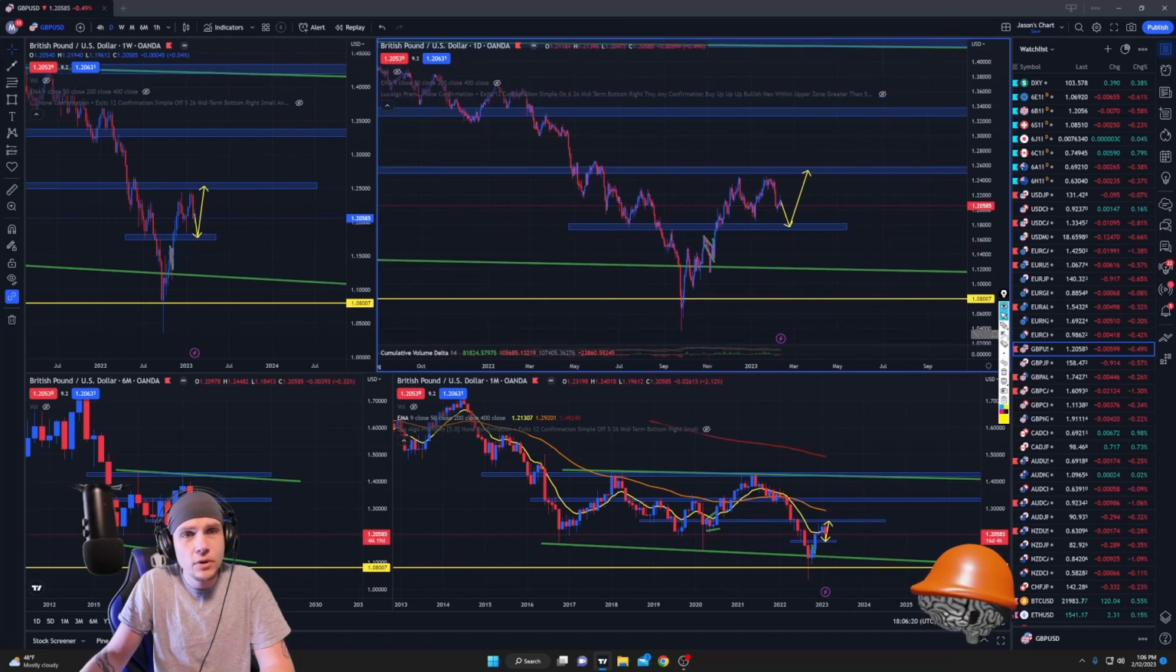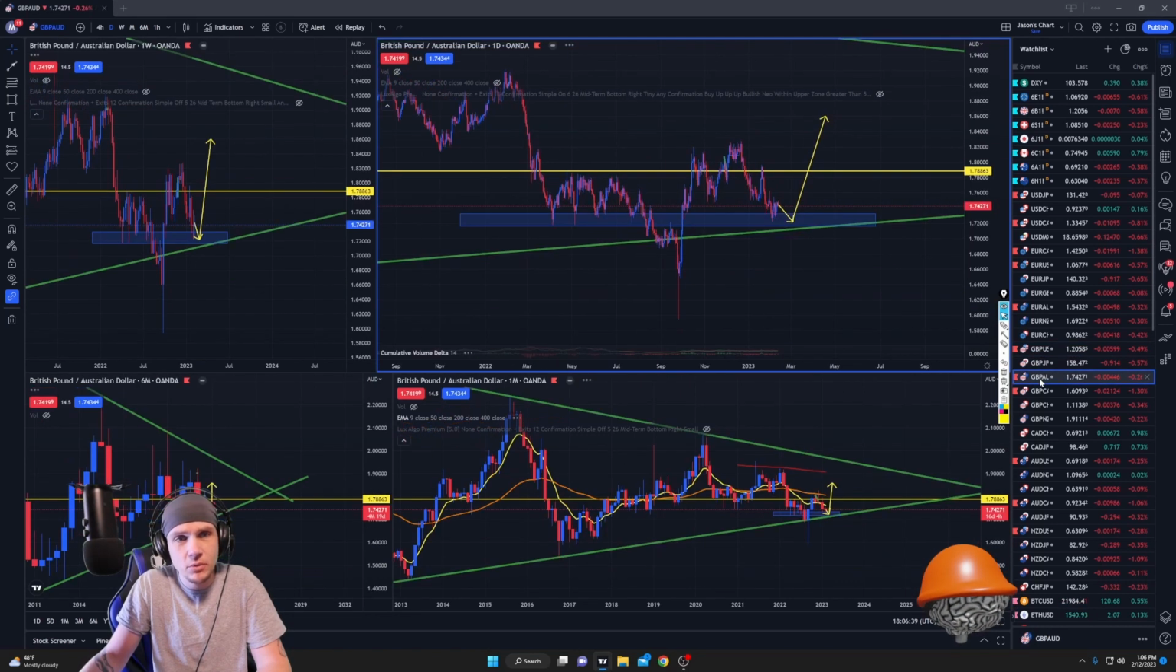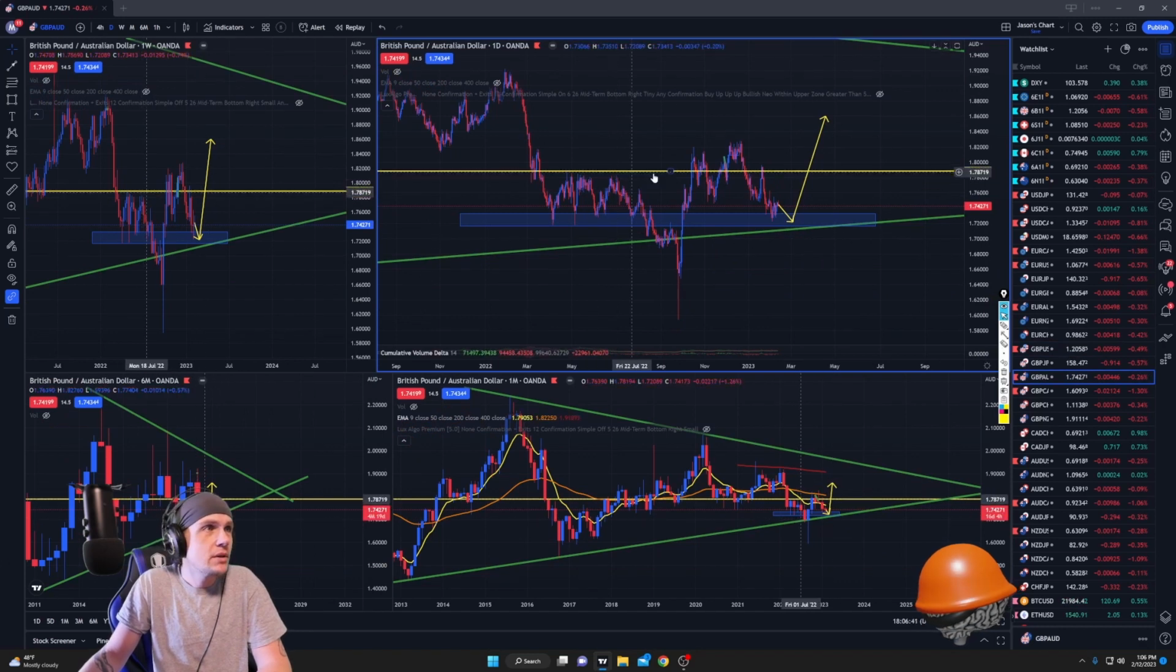GBP USD. Yeah, I'm looking for a little bit more down, and I'm probably going to start buying GBP from here, looking for further upside. Look for a bounce from that level. Or if this goes straight up first, then maybe we get a bounce down. I'm not sure. I think more than likely we go down then up.